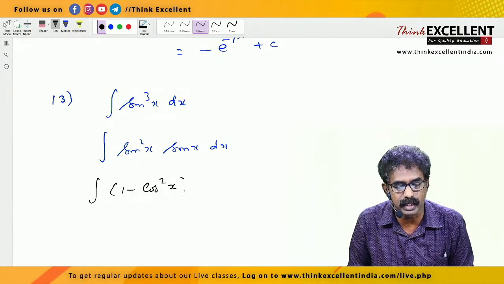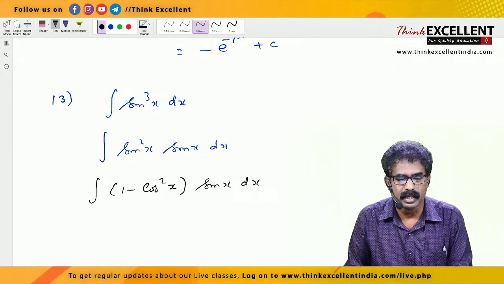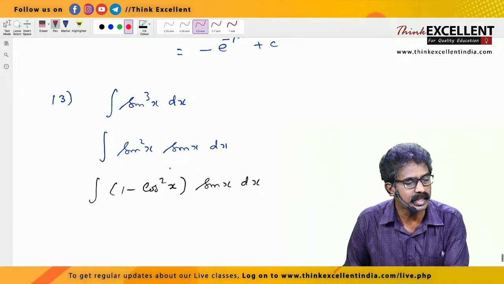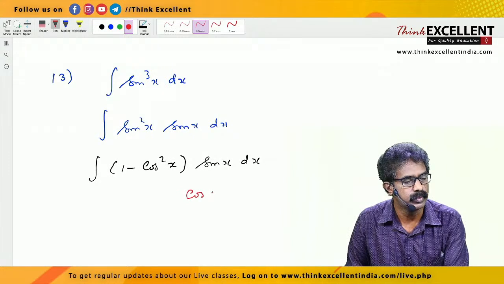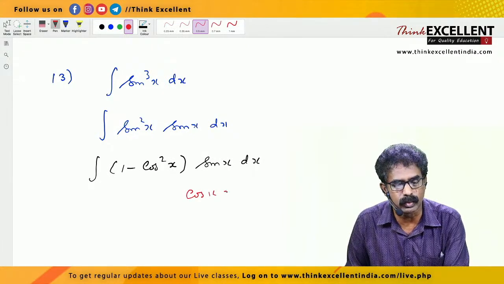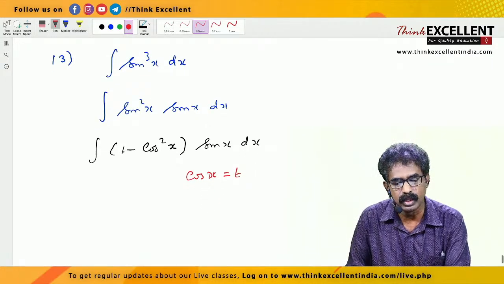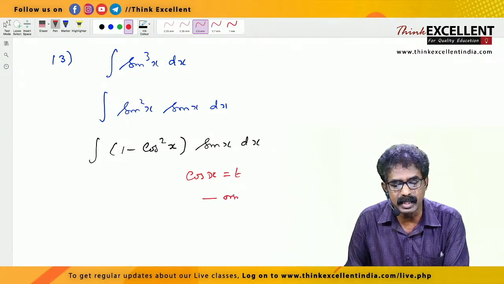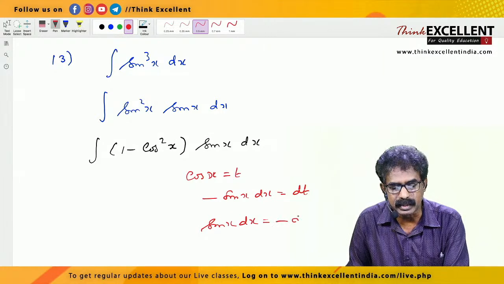Sin square x you write what? 1 minus cos square x into sin x dx. Now you take cos x as t. So, then I know 1 minus cos square x, cos square x becomes t square. Cos x derivative, minus sin x dx equal to dt. So, sin x dx becomes minus dt.